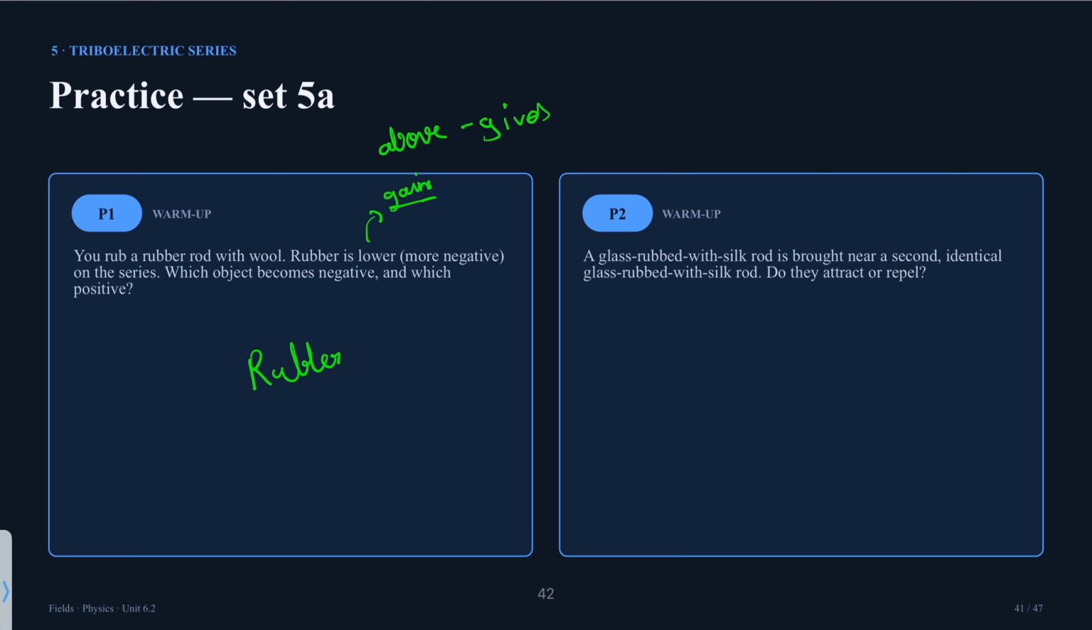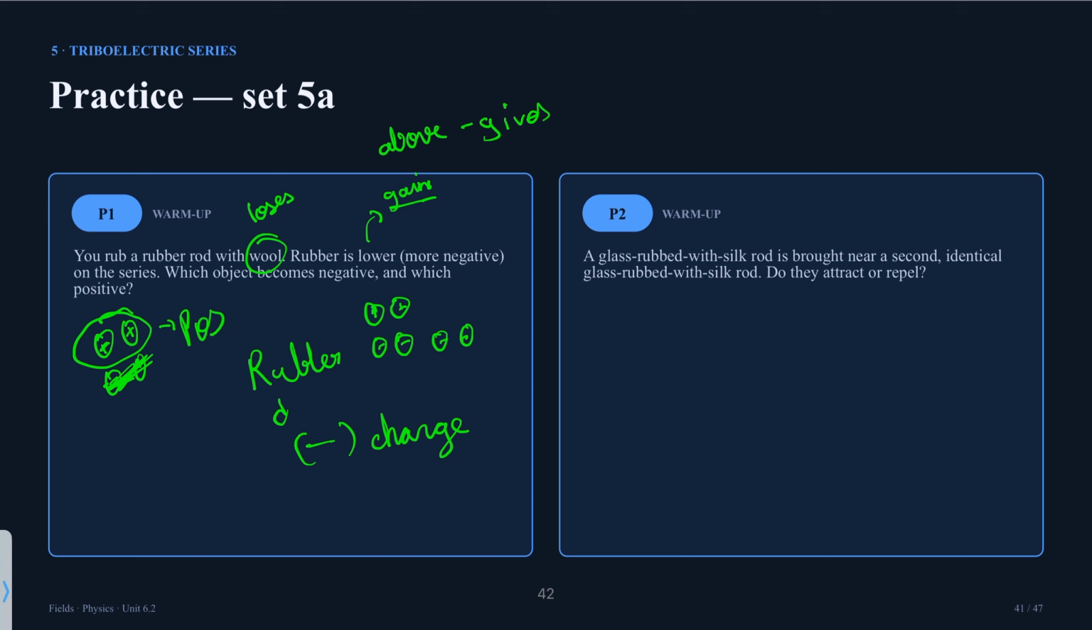So if you imagine, same thing, right? Balanced charges. If it gains electrons, the rubber becomes negatively charged. And since the wool loses electrons, if it loses these two electrons here, it becomes positively charged. Okay, positively charged.